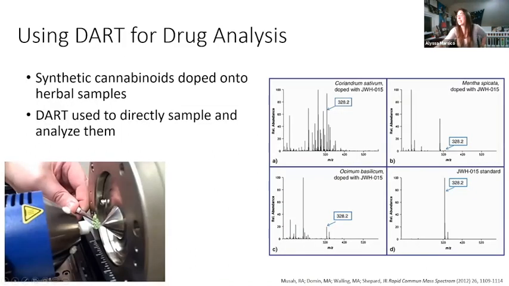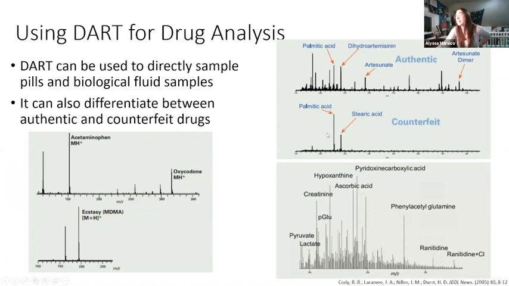Now, in this case here, this sample that you see is actually an herbal sample, and somebody doped synthetic cannabinoids onto it. All you do is you literally hold up the herb to the inlet of this mass spectrometer, and they were able to identify these synthetic cannabinoids. Really cool. Takes about a couple of minutes for you to get a mass spectrum. We can also use it to directly sample either biological fluids or pills, or tablets or powders.